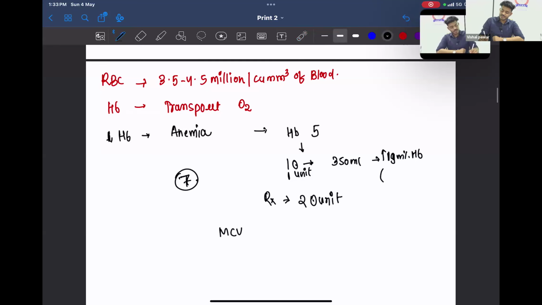4 units of blood means 4 units of packed RBC. RBCs are low. Why give everything, right? Just give the RBCs to the patient, he will be corrected, right? So we will have this particular thing firstly.